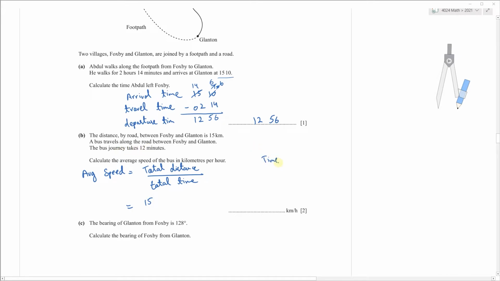First we need to convert the time into hours because we want our answer in kilometers per hour. So time is 12 minutes. To convert into hours, I divide by 60 since 1 hour is 60 minutes. 12 ones are 12, 12 fives are 60, so this is 1 over 5 hour. So total distance is 15 divided by total time, which is 1 over 5 hours. Then I can change it into a multiplication sign and take the reciprocal. 15 times 5 is 75 kilometers per hour, which is the average speed of the bus.